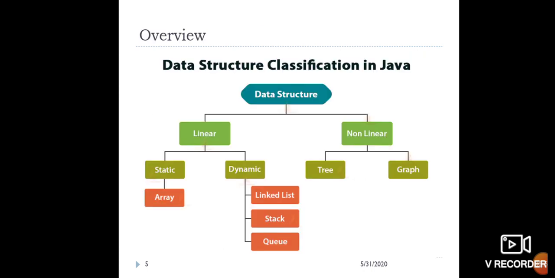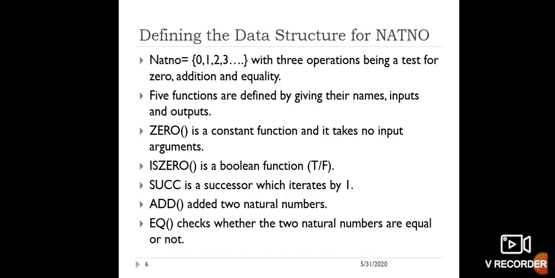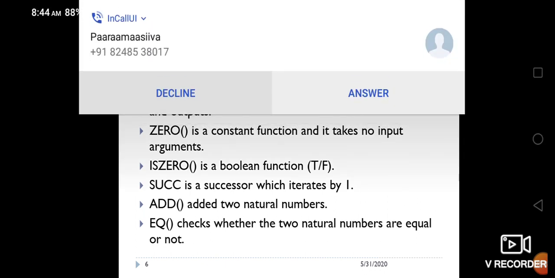That is classification. Generally data structures are classified into two types. One is linear, the other one is non-linear. Linear data structures and non-linear data structures. Linear is further divided into static and dynamic. Under static you'll be learning about array and ordered list. Under dynamic you'll have linked list, stacks and queues. Further, on the other side, there are non-linear data structures. You'll be learning about trees and graphs. This is the overview classification of a data structure. And then you're going to define something called a natural number.